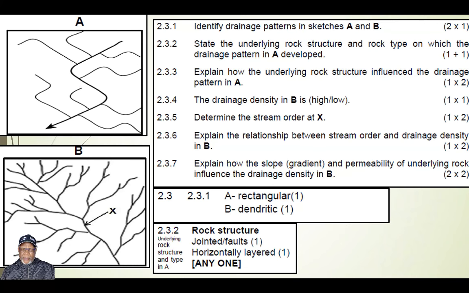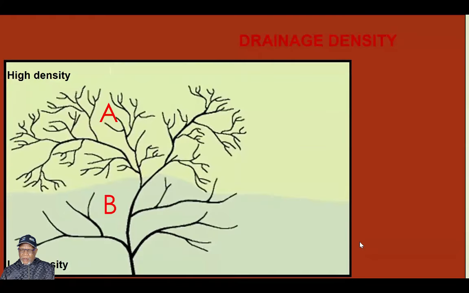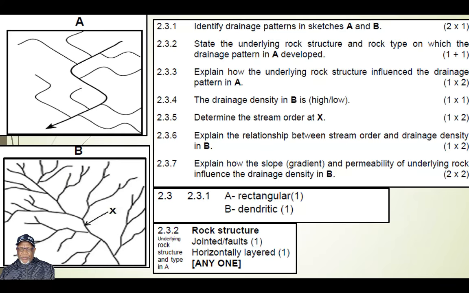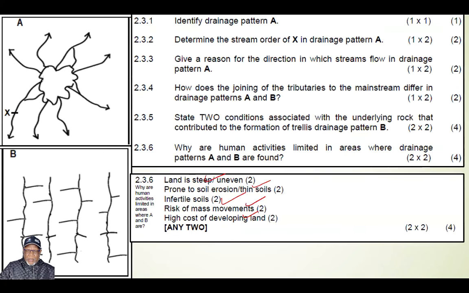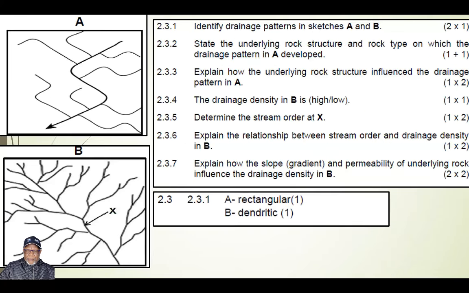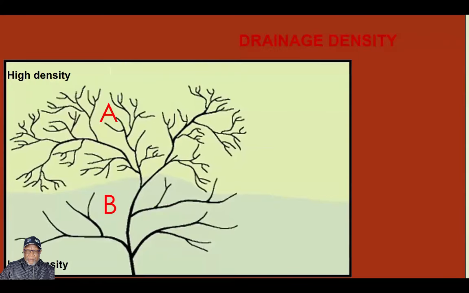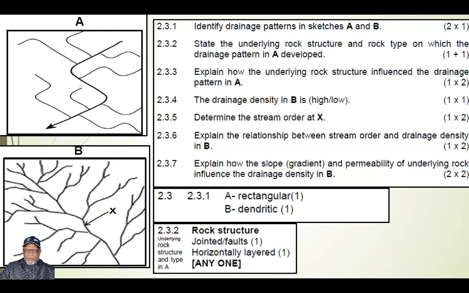Okay, then we have, let's go back. Explain how the underlying rock structure influenced the drainage pattern at A. What's happening here? Explain how the underlying rock structure influenced the drainage pattern at A.